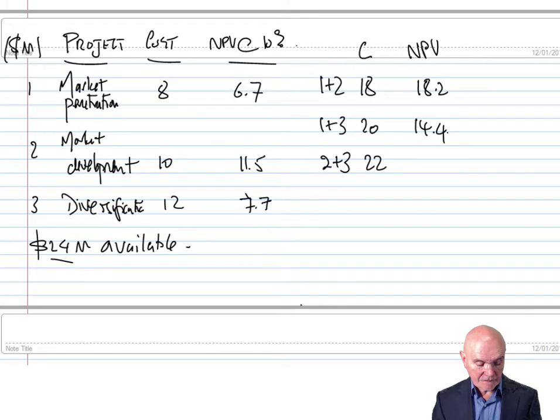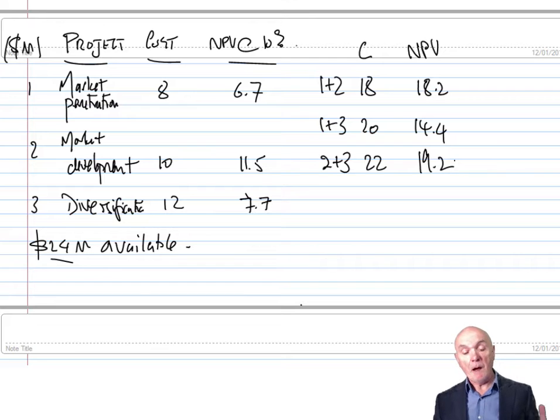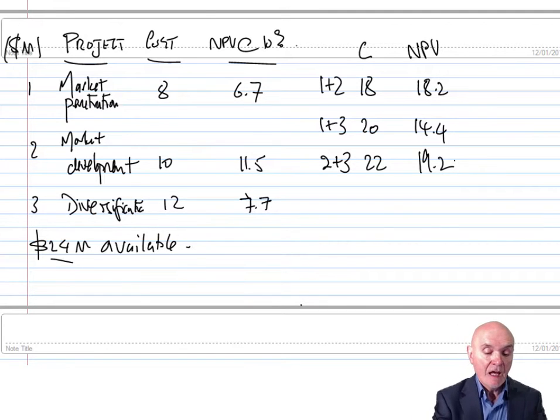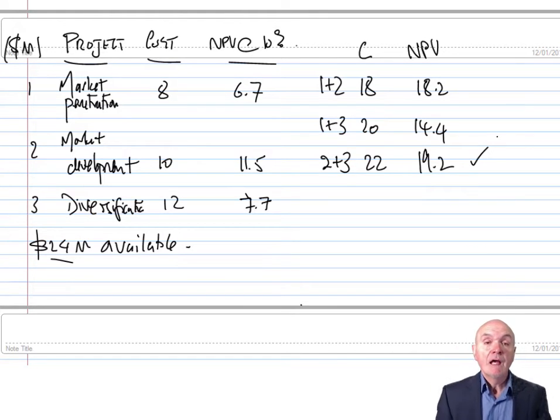And then lastly, using in fact most of the capital here, is going to be 2 plus 3, 11.5 plus 7.7, 19.2. And you look at these three possible permutations and say, well, that one there is the best. We would advise them in a situation of the projects being indivisible to do projects 2 and 3.